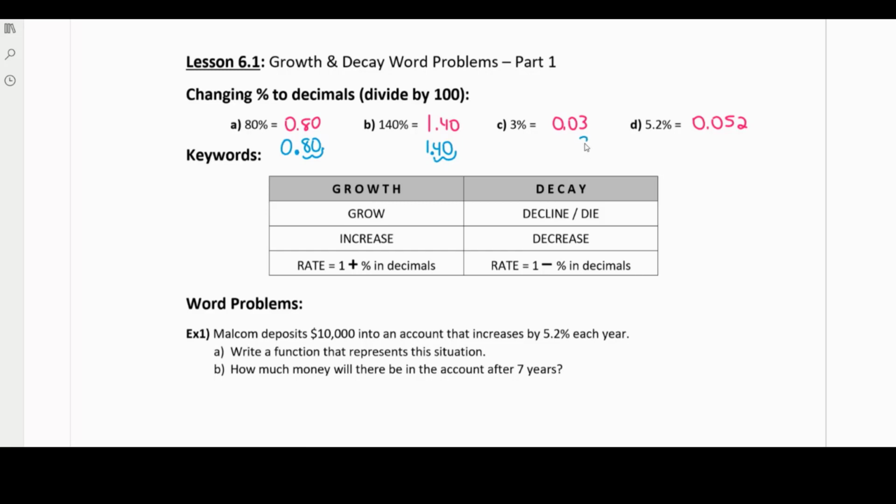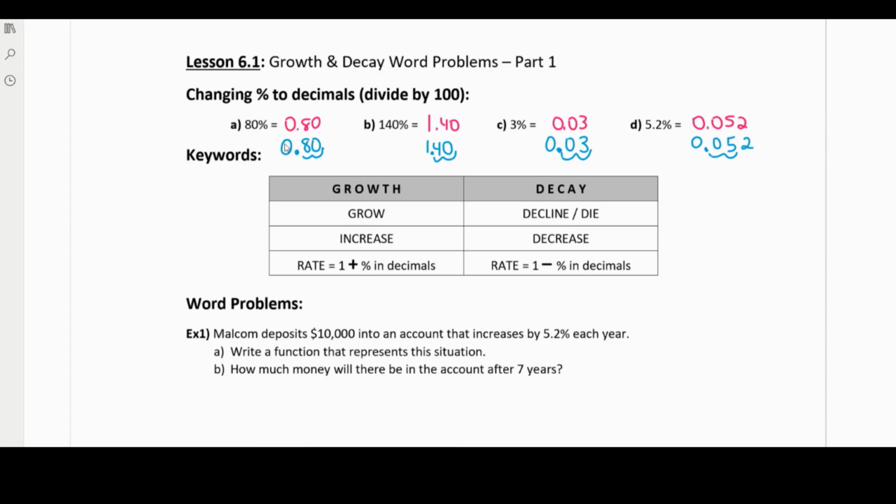If I start with 3, the decimal point is right there. So you're going to move 1 house, 2 houses, and the decimal point is right there. Because there's an empty house here, you put a 0, and you put a 0 before the decimal point. And last one is 5.2. So the decimal point is right there. So you're going to move 1, 2. Decimal place goes right there. You fill the empty houses with zeros.